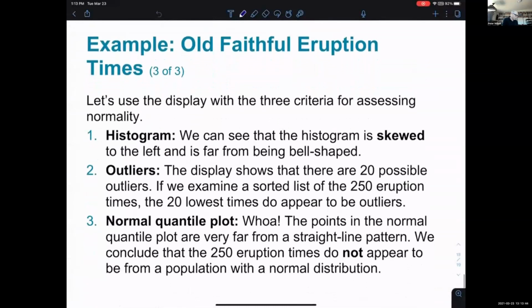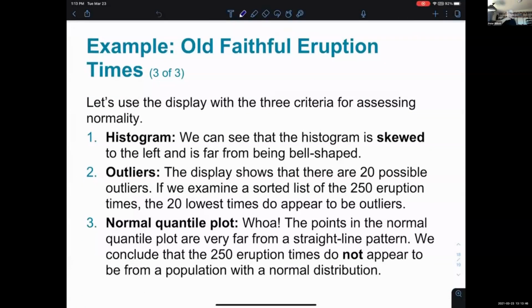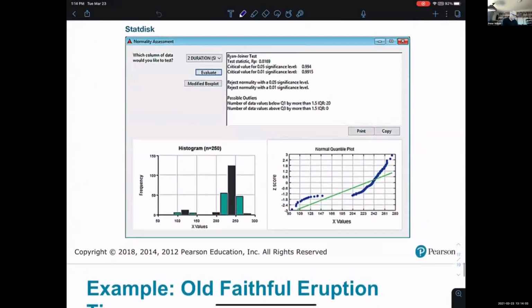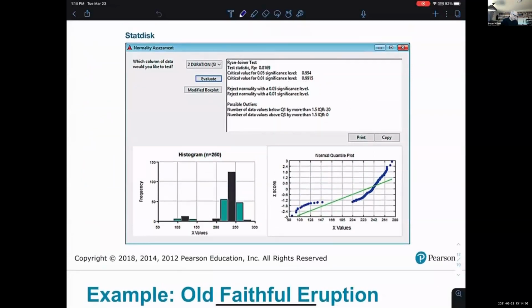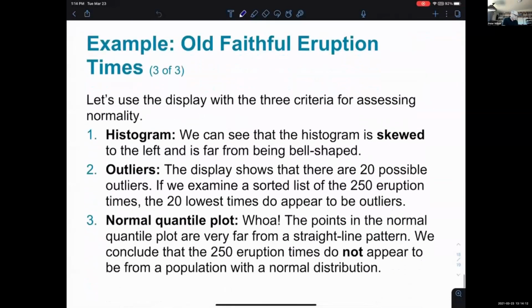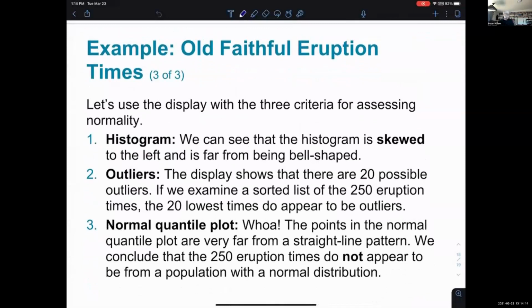Okay. So then they draw some conclusions or talk about this example. Let's display the three criteria. For the histogram, we can see the histogram is skewed to the left and is far from being bell-shaped. Outliers: the display shows there are 20 possible outliers. If you look at the graph more closely, in the normal quantile plot, you can see little clumps of outliers there. And the points in the normal quantile plot are very far from a straight line pattern. We conclude the 250 eruption times do not appear to be from a population with a normal distribution.